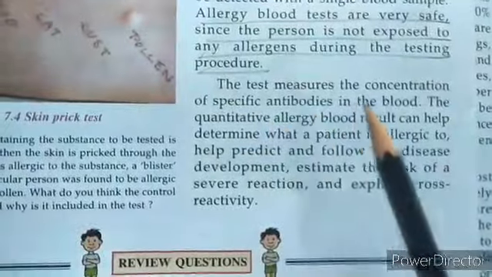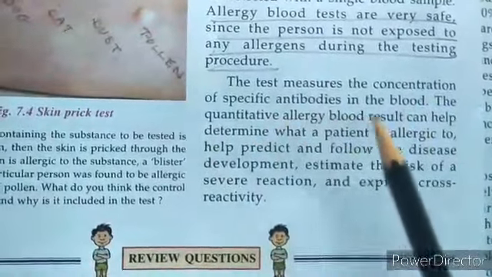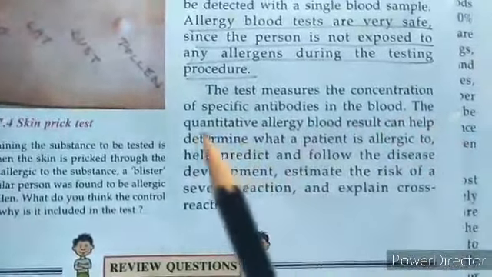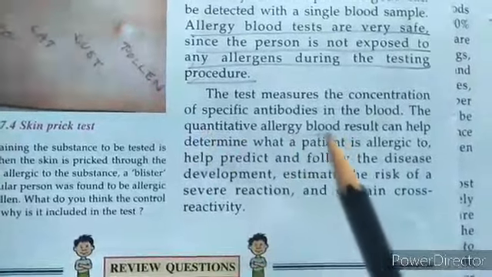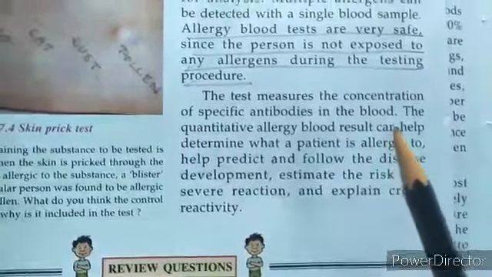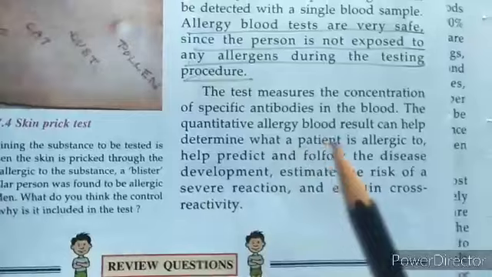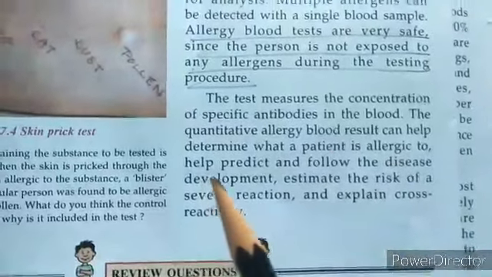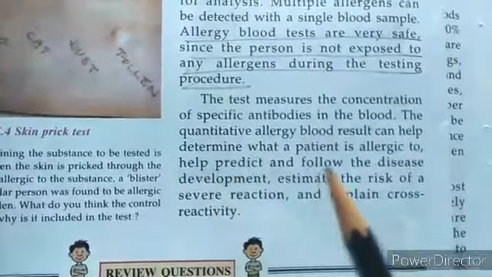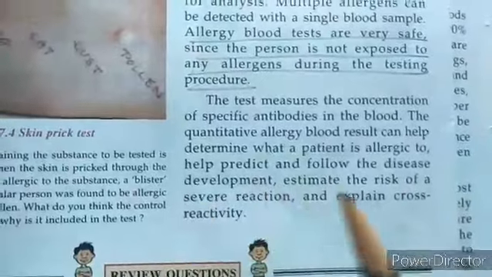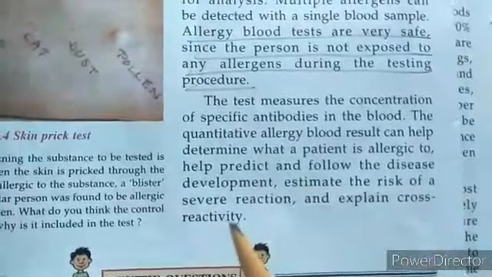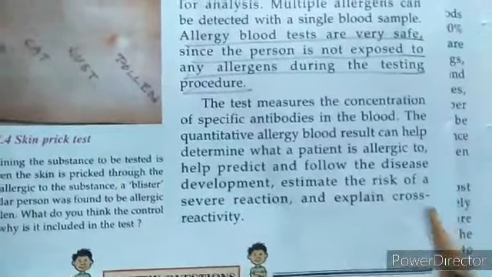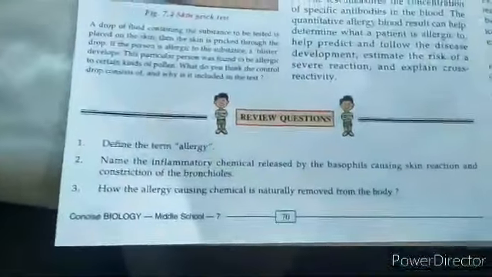The test measures the concentration of specific antibodies in the blood. The quantitative allergy blood results can help determine what a patient is allergic to, and help to predict and follow the disease development, estimate the risk of severe reaction, and explain cross-reactivity.